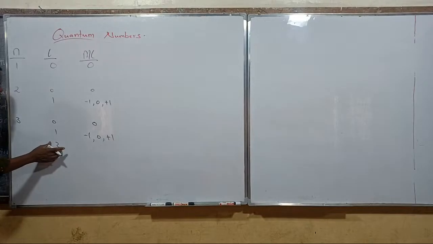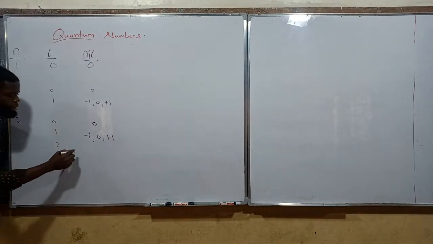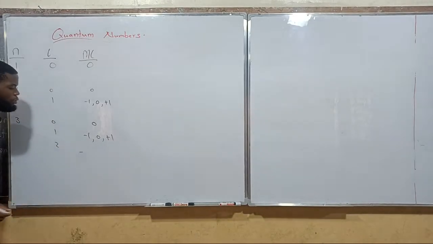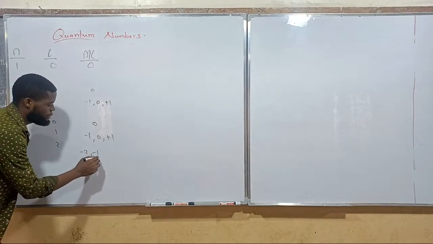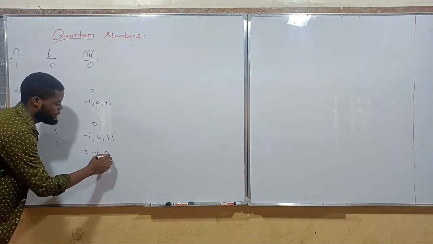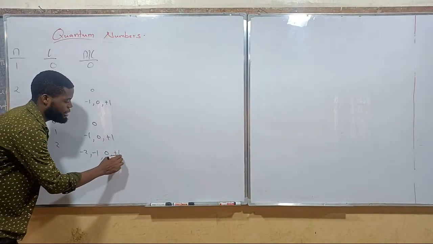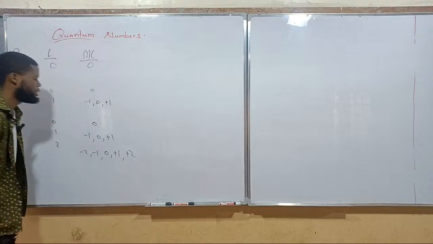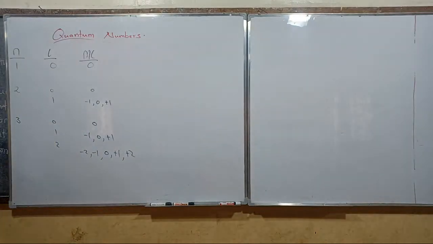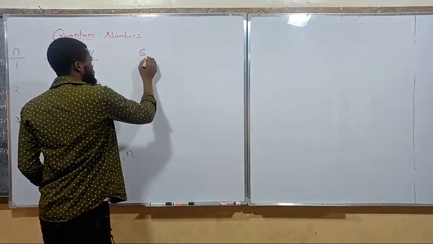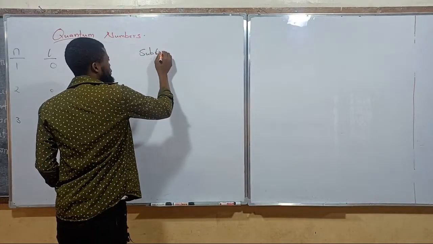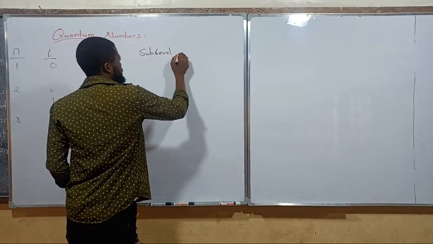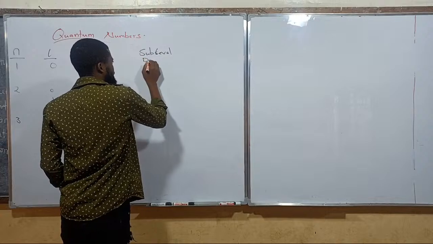And if the value of L is 2, then ML is going to have all the positive values and the negative values, including 0 itself. So positive 1 and positive 2. Okay, so that's just some example. But of course, there is also the sub-level designation.